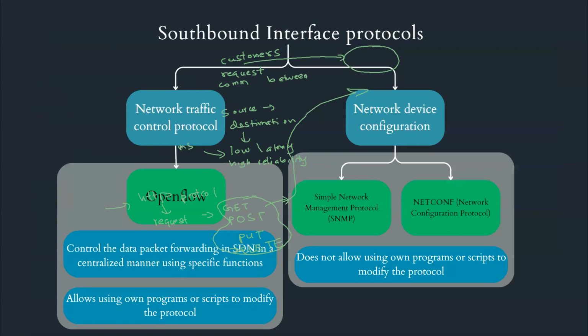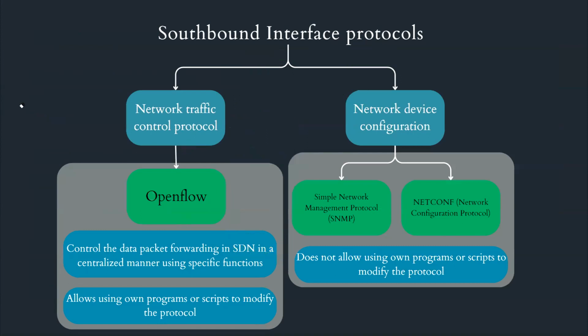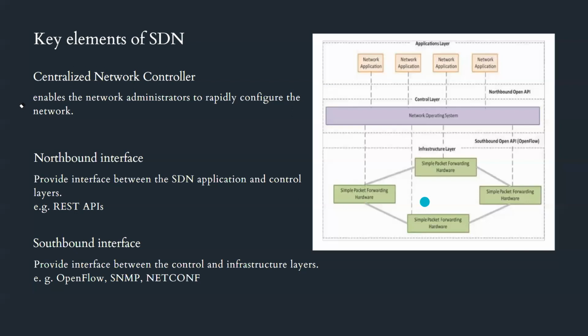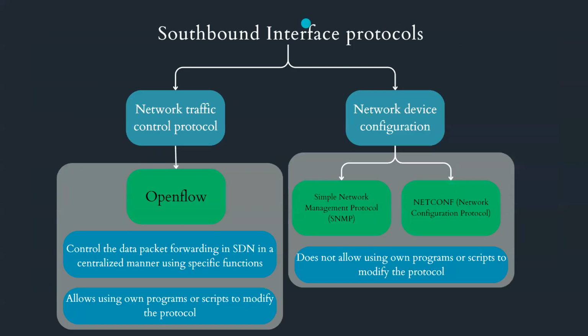I talked about different protocols. When you discuss the protocols that are used in the SDN technology, they can be divided into two parts. One is the protocols used in the northbound interface. Another is the protocols used in the southbound interface. The southbound interface protocols are divided into two parts: network traffic control protocols and network device configuration protocols. An example of a network traffic control protocol is the OpenFlow protocol.